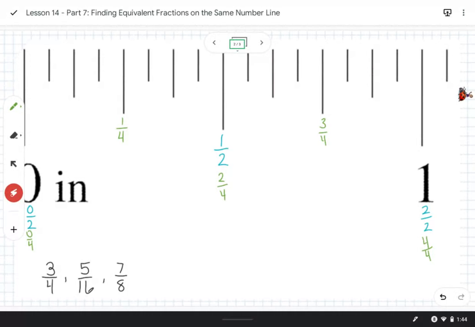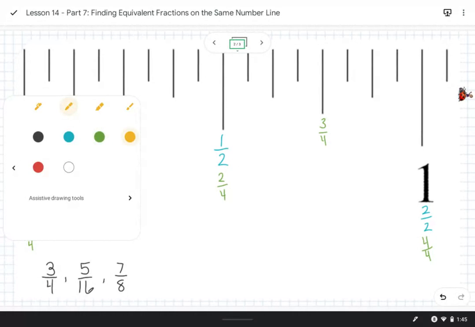Now, if we add in the lines we've already counted, the fourths and the halves, we can count, and we'll see that. Check this out. Ready? Starting at 0, we have 1, 2, 3, 4, 5, 6, 7, 8. These lines, in addition to the fourths and halves, count eighths. So let's go ahead and label the eighths on this ruler. And let's use another color. Let's use yellow this time.